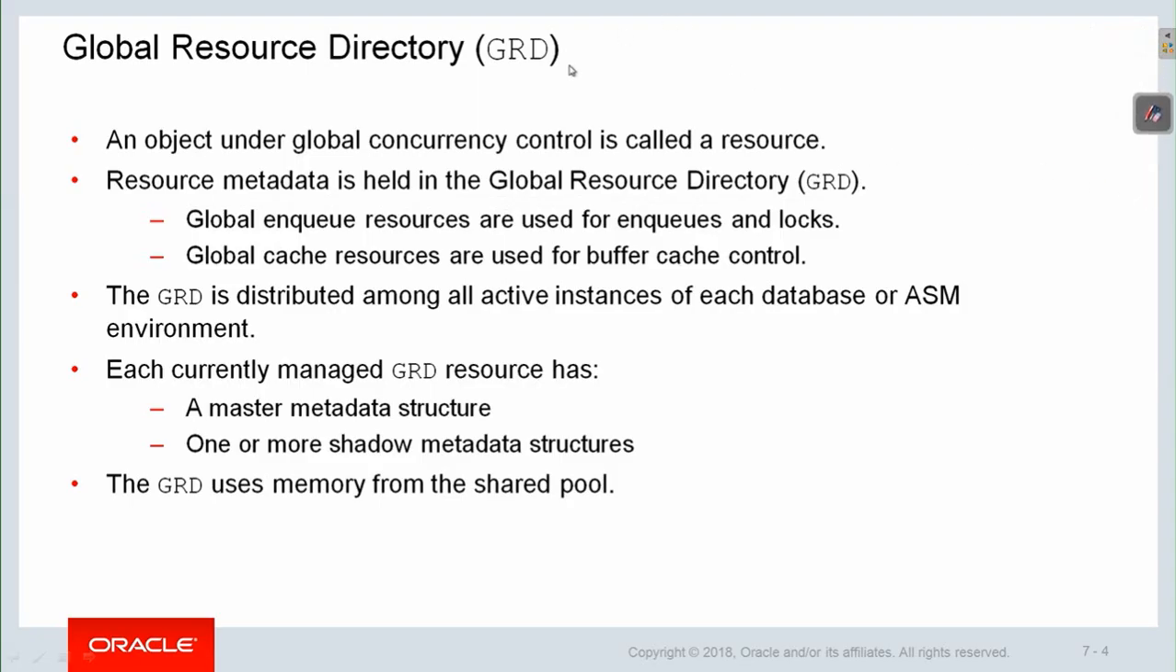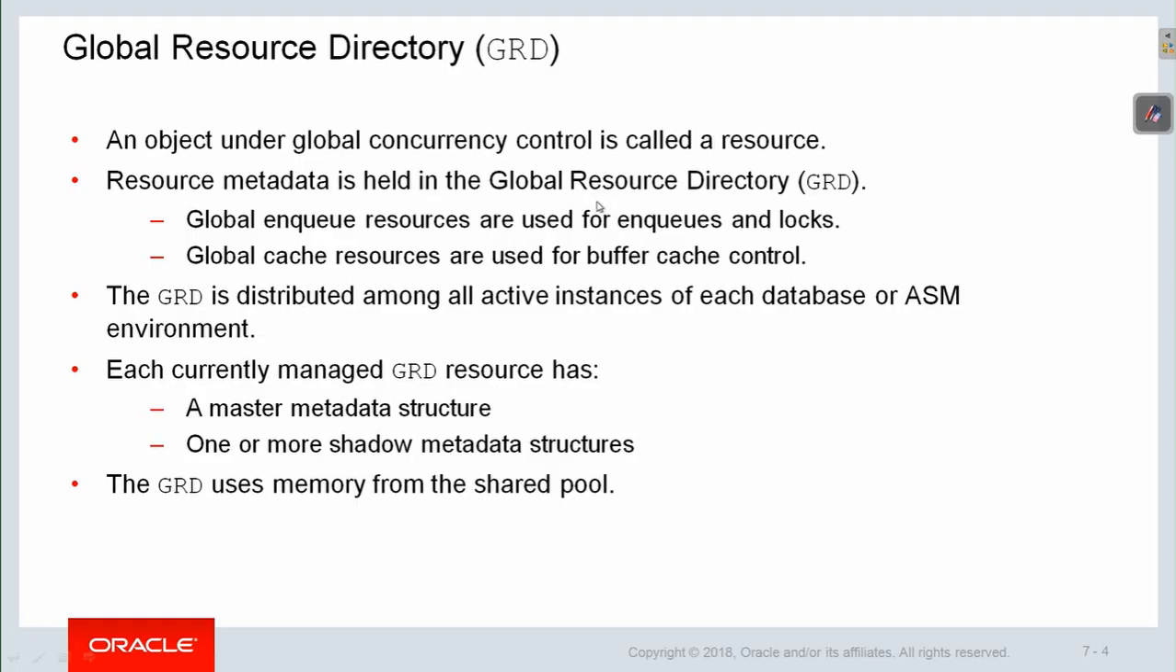Okay, so let's take a look at the global resource directory. An object under global concurrency control is called a resource, and resource metadata is held in the global resource directory. Global enqueue resources are used for enqueues and locks, and global cache resources are used for buffer cache control. This means the global resource directory keeps metadata to manage enqueue resources and also to manage cache resources.